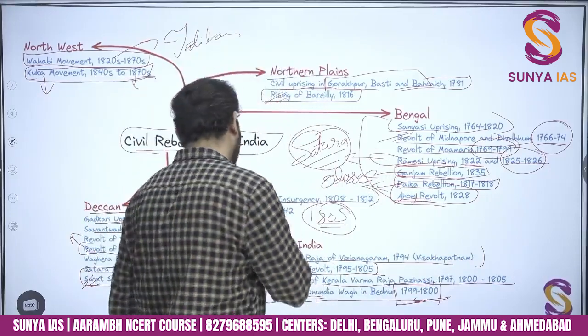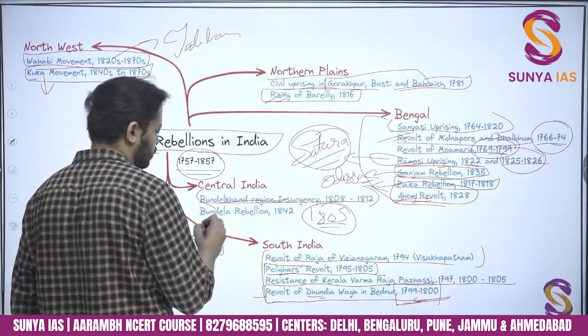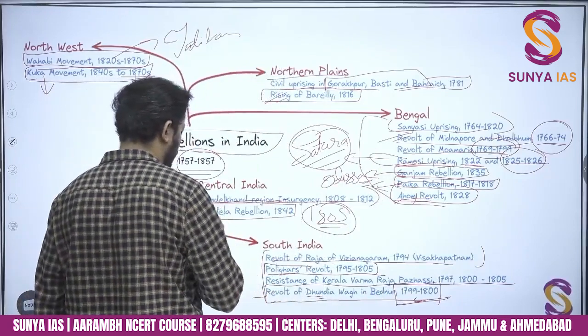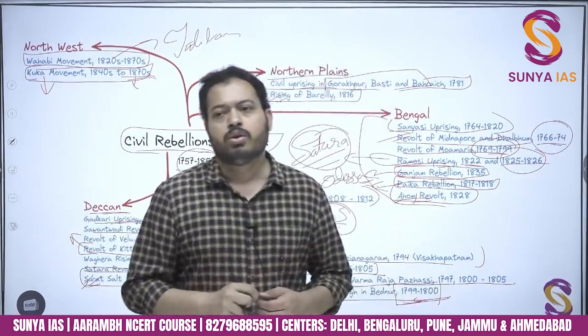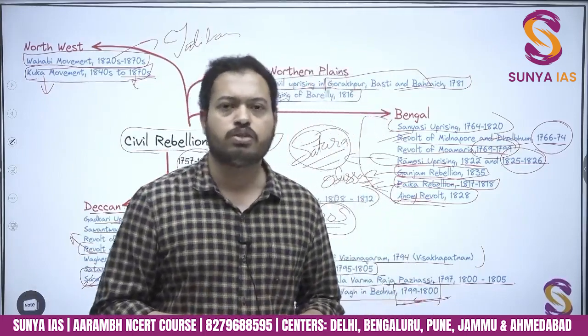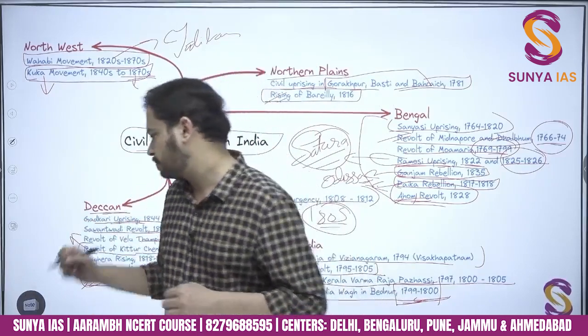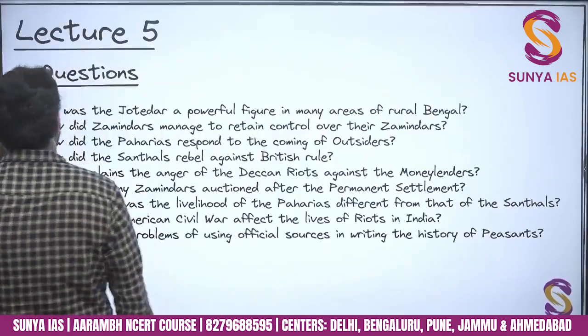And then this Bundelkhand insurgency started. And the Bundela rebellion of 1842 was for a totally different reason. This was later on, when the Britishers tried to take over the small princely state. Okay, yeah. So this is done.